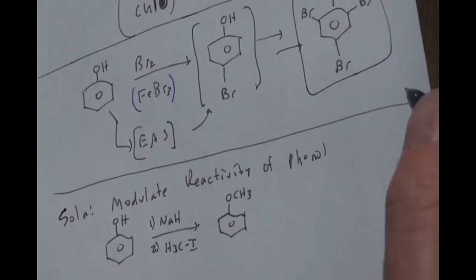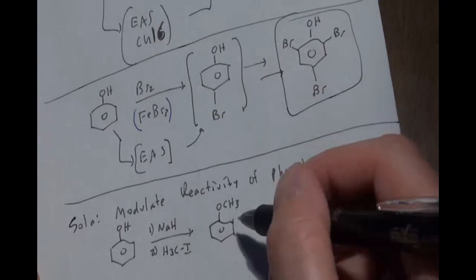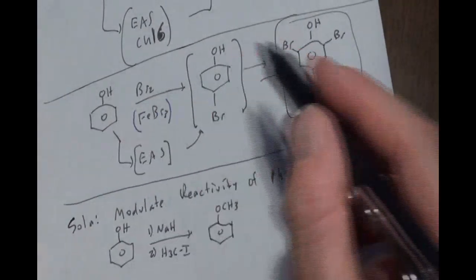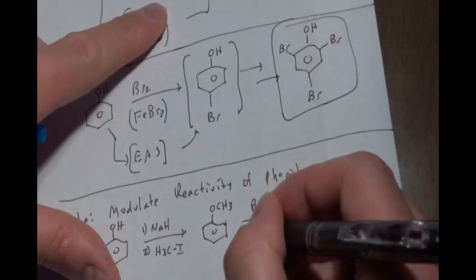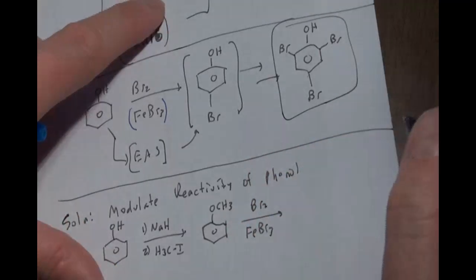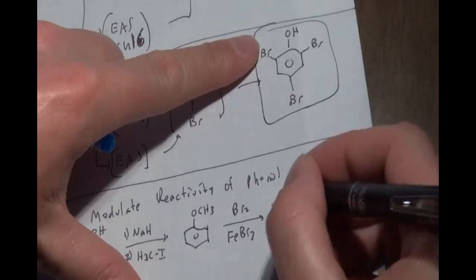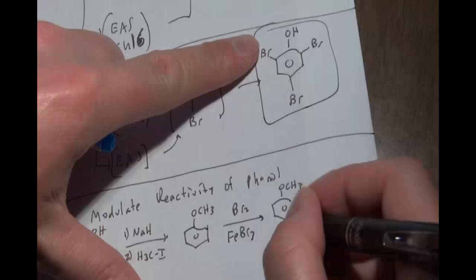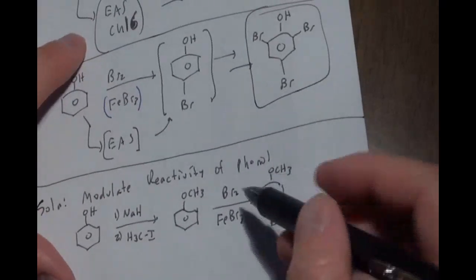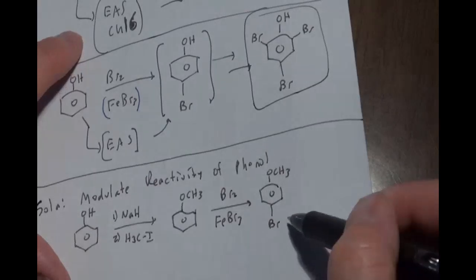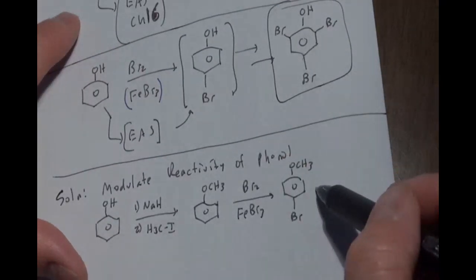We talked about this in the early days of this semester, chapter 16: this is a little bit less of an activator than this. And so when we do bromination, I think now you need the iron. Now you get a clean mono product, okay? The methoxy is a little bit less of an activator, and then you get this. So we've modulated the reactivity of the phenol by making a methyl ether.